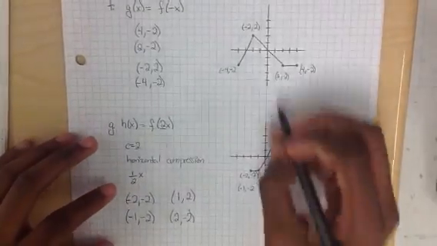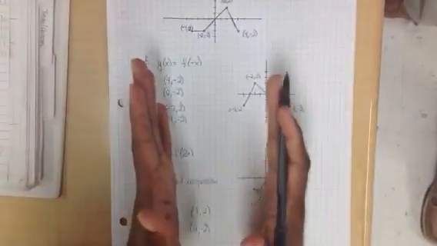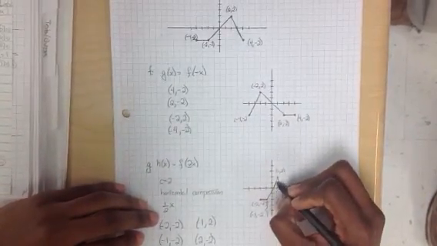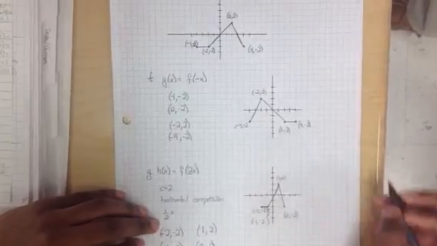Notice that from the original graph, it has been compressed inwards. And that is why it's a horizontal compression. And that is the answer.